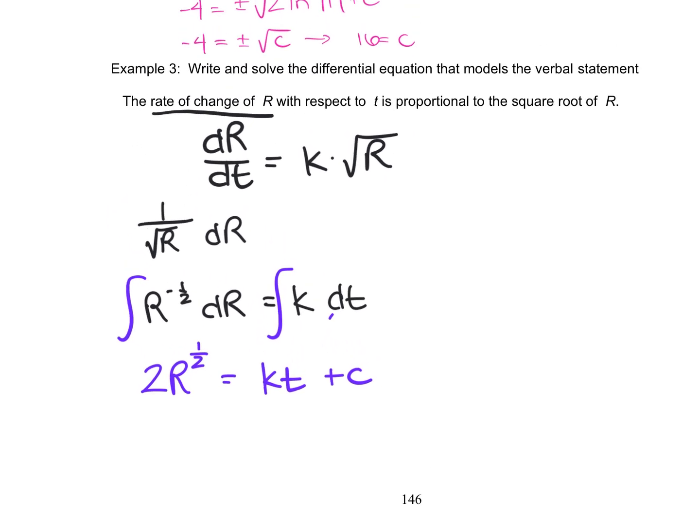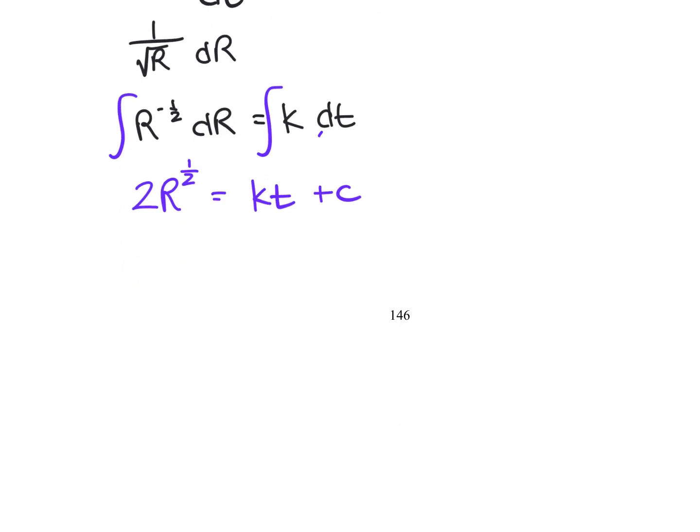Now, what should we be solving for? This one doesn't give me an initial condition. Don't expect to always get the initial condition. Sometimes we just want to integrate and solve for r, or whatever the variable is on the left-hand side. So if I would like to solve for r, what do I have to get rid of? Divide everything by 2.